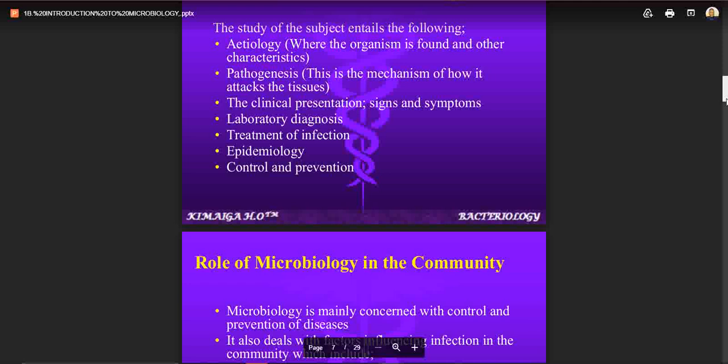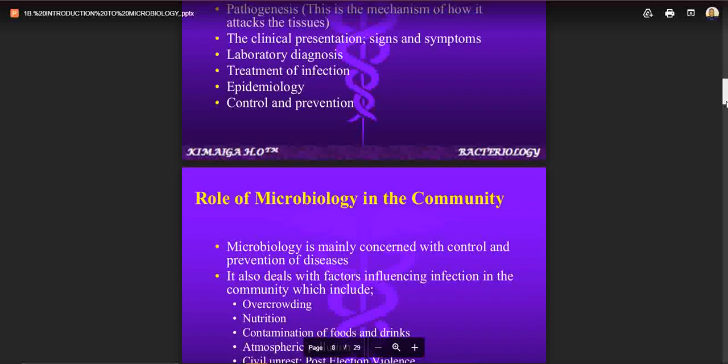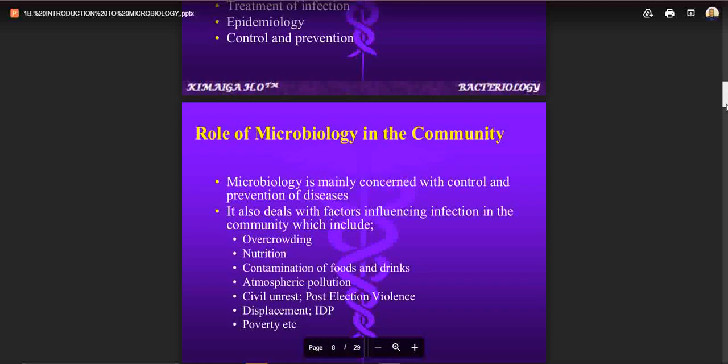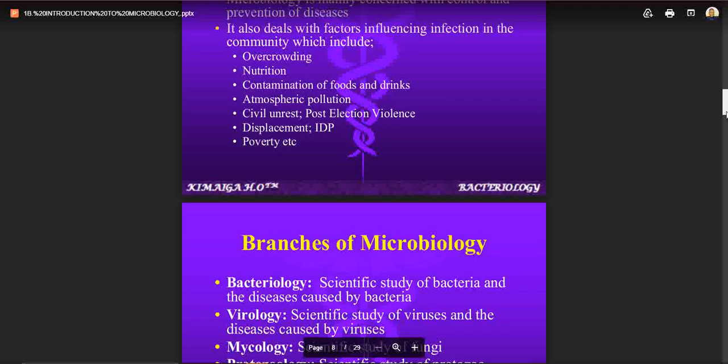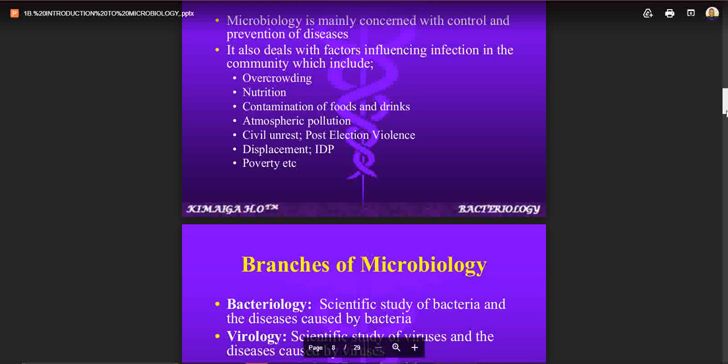what microbiology entails, right? So the role of microbiology in the community is that microbiology is mainly concerned with the control and prevention of disease. It also deals with the factors influencing infection in the community, which include: 1. Overcrowding, 2. Nutrition, 3. Contamination of food and drink, atmospheric pollution, civil unrest, post-election violence and displacement, IDP, that is internally displaced people, and poverty. Those are the factors influencing infection in the community.